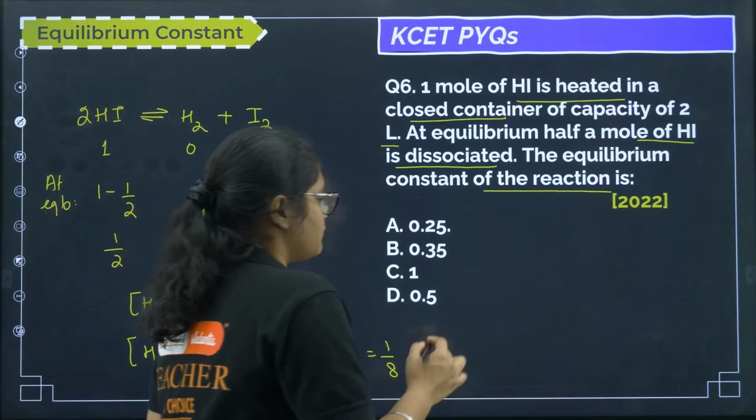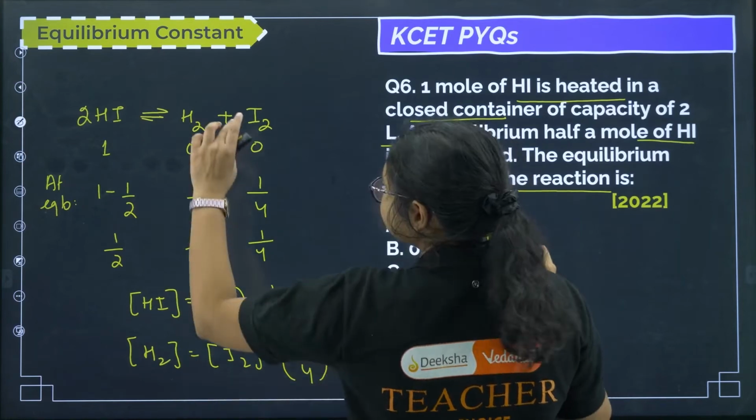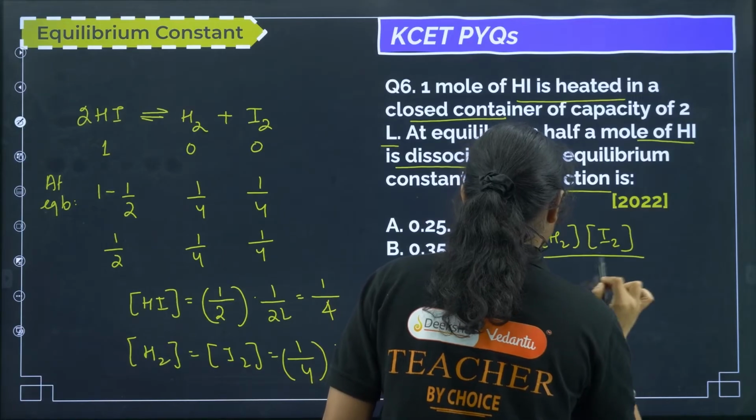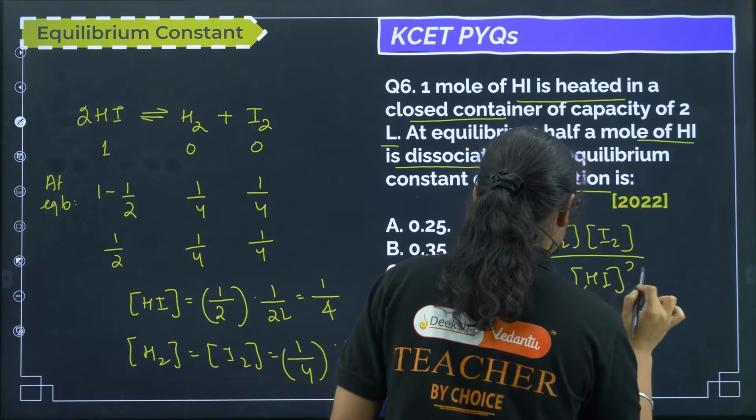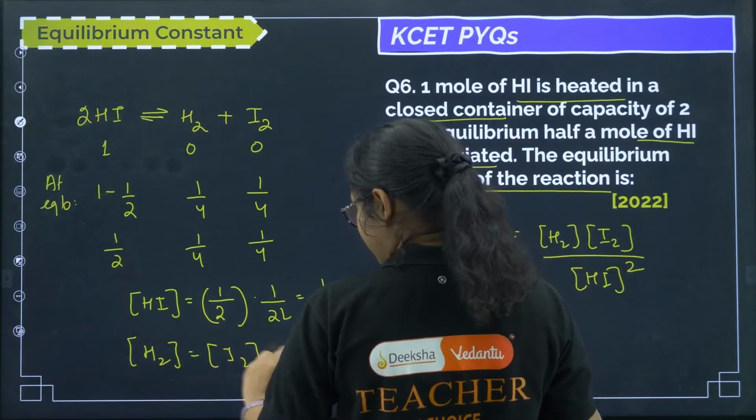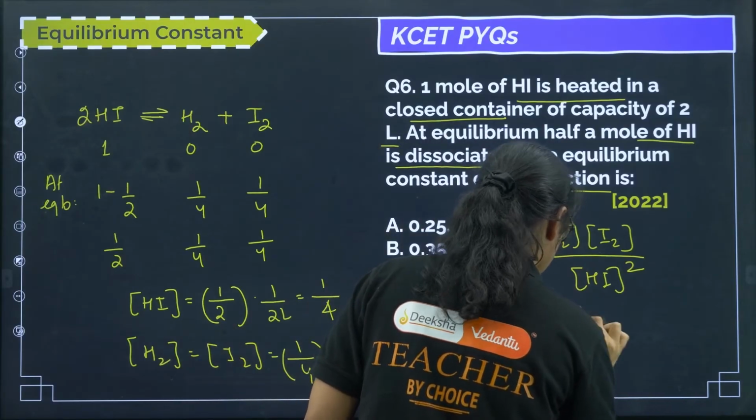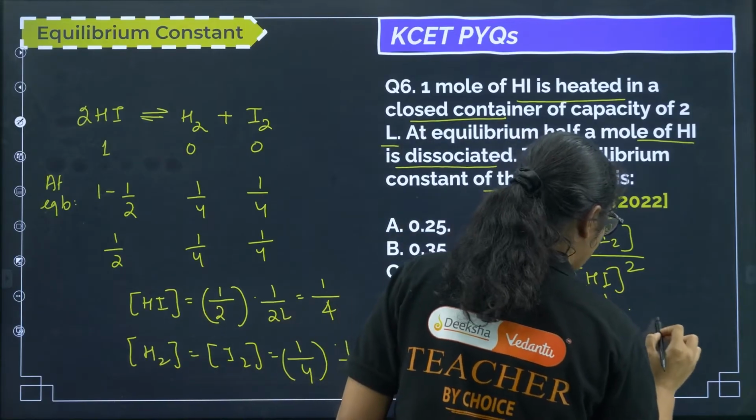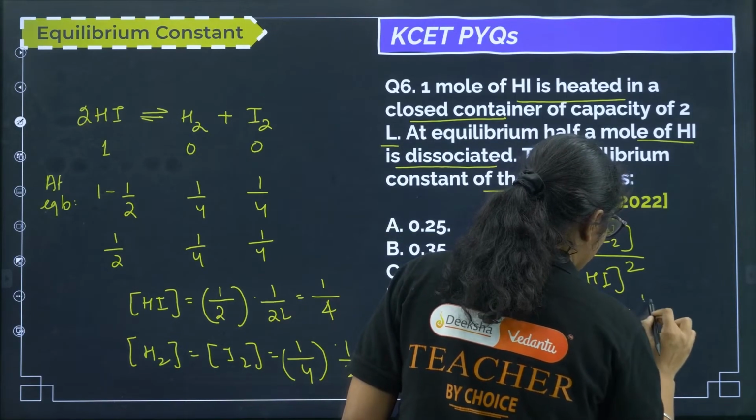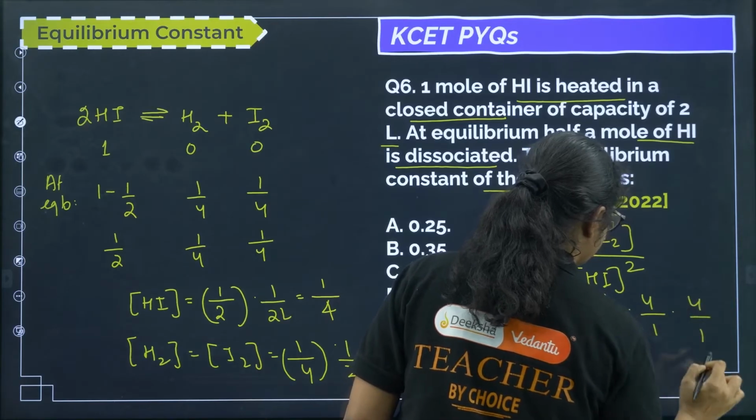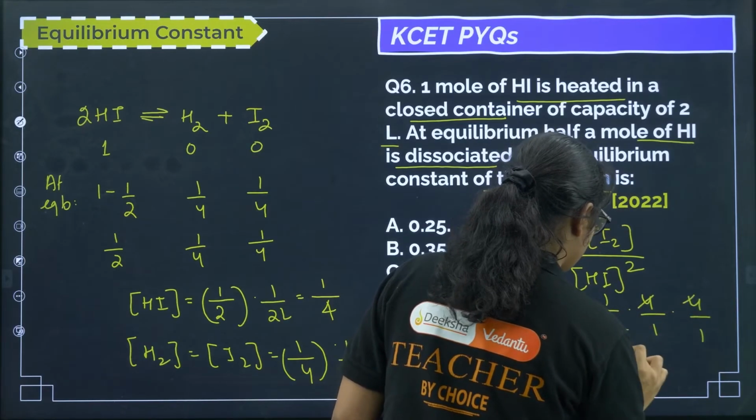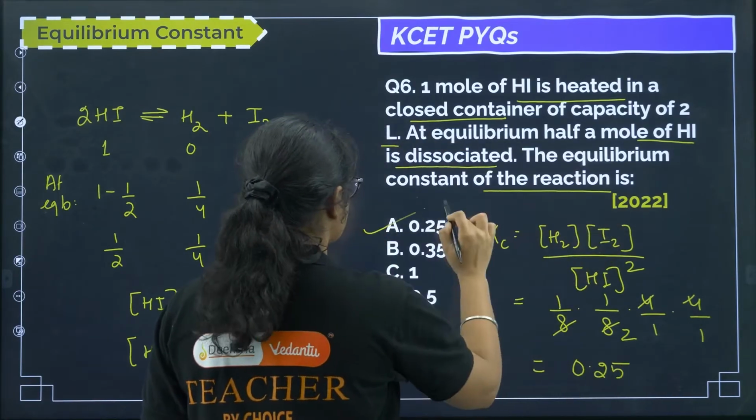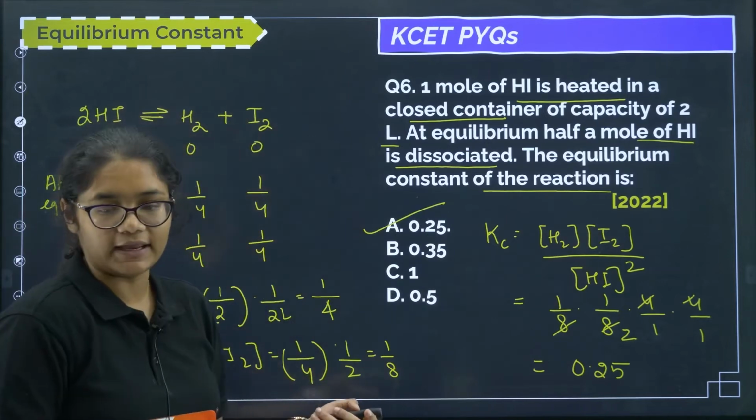Now if I want to calculate the Kc value, that is H2 concentration into I2 concentration divided by HI concentration whole square. Now what is H2 here? H2 is 1 by 8, this is 1 by 8, and HI is 1 by 4. So it will get reversed like this. If I solve it, I'll get 1 by 4, that is 0.25. So the correct answer for this question is option number A here.